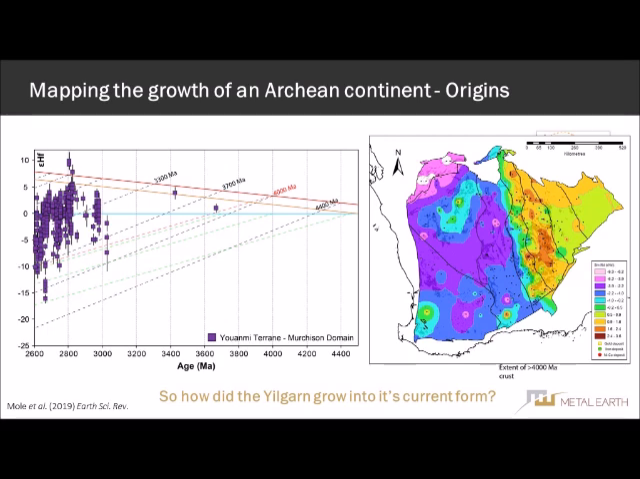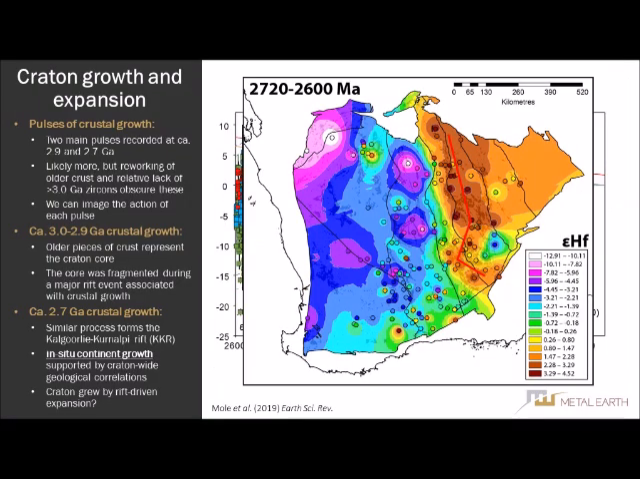So if we accept that this is the original nucleus, going back potentially to the Eoarchean of the Yilgarn Craton, how did the rest of the Yilgarn grow into its current form? Was there accretion? Was there craton margin growth by magmatism of the craton? It's obviously important to understand how the craton grew and how that would drive mineralization.